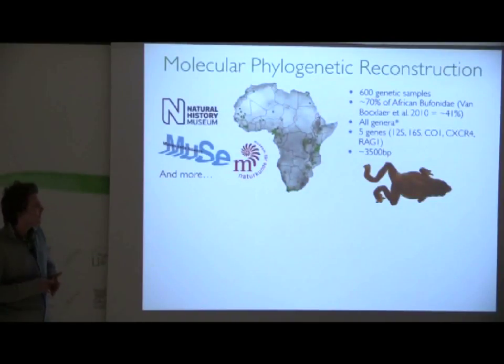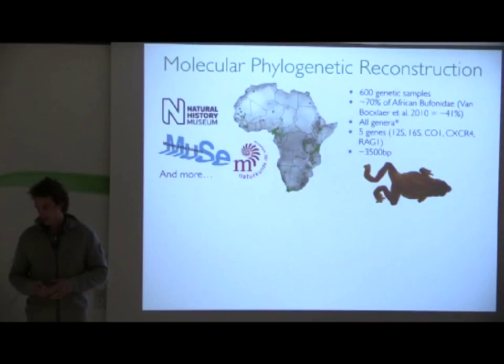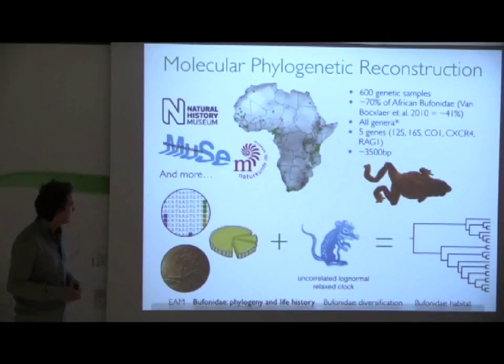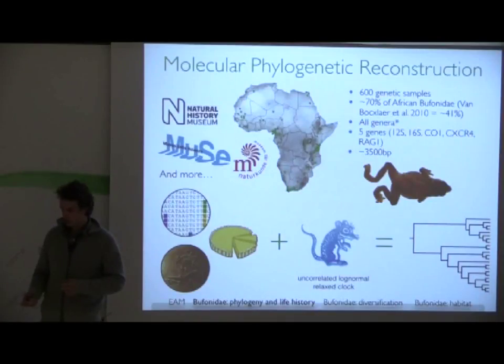We amplified 5 genes, both mitochondrial and nuclear. We had about 3,500 base pairs to work with. And we took our concatenated alignment with optimal partitioning schemes and substitution models, together with fossil calibration points. We threw that into BEAST to generate our working chronogram.